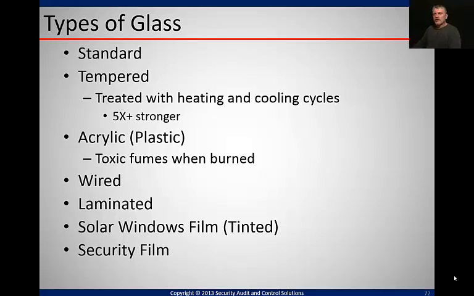When we look at types of glass, there is standard glass. We have tempered glass, which is treated with heating and cooling cycles and could be 5 times or more stronger. We have acrylic glass, a type of plastic, which is toxic when it's burned. We have wired glass, which is 2 pieces of glass laminated with wire mesh in between. We have laminated glass with special rubber between or certain plastics to make sure it is bulletproof. We have solar window film, which is tinted to protect the environment from heat or radiation. And finally security film as well, to make sure that glass is shatterproof.